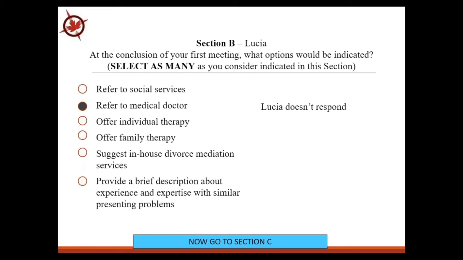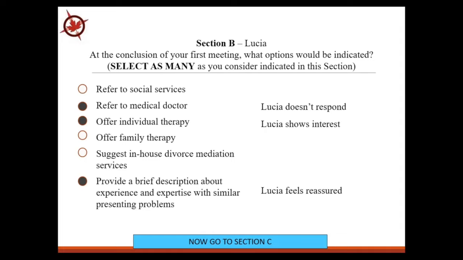Maybe you want to offer individual therapy. That's likely a positive. Lucia shows interest. How about provide a brief description of your experience and expertise? She feels reassured. So once again, every time you select something, something's going to pop up. Each of those options has a calibration attached to it. You're either gaining marks or losing marks as you go.